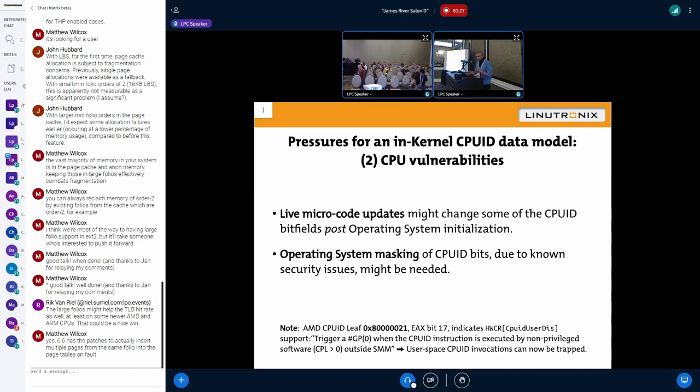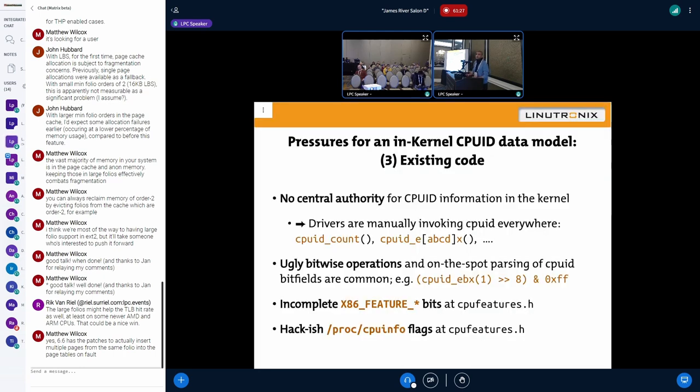To get back in context, these are the second challenges of how the kernel is representing CPUID information. The third thing is the existing Linux kernel code itself. There is no central authority for CPUID information. A lot of the drivers manually invoke CPUID everywhere, which is okay for now. But if we move in the future to heterogeneous architectures, then this will be a problem, because you are running on a CPU and next time you get scheduled, you are on a different one.